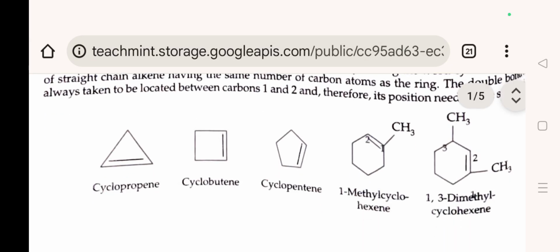So this was all about our cycloalkanes and cycloalkenes. In our video we have discussed the method of preparation, their chemical reactions, their conformers and their stability.